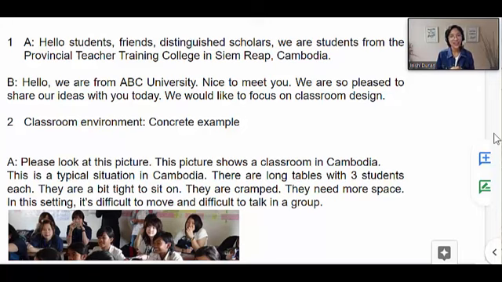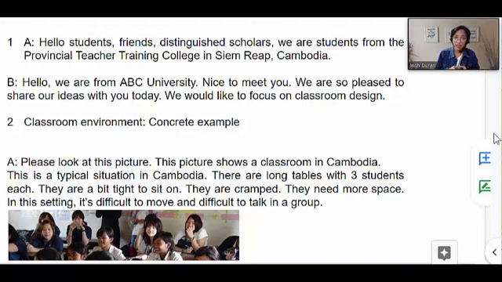We would like to focus on classroom design, classroom environment, concrete example. Please look at this picture. This picture shows a classroom in Cambodia. This is a typical situation in Cambodia.